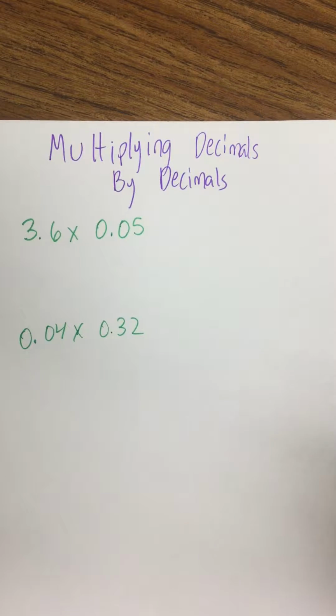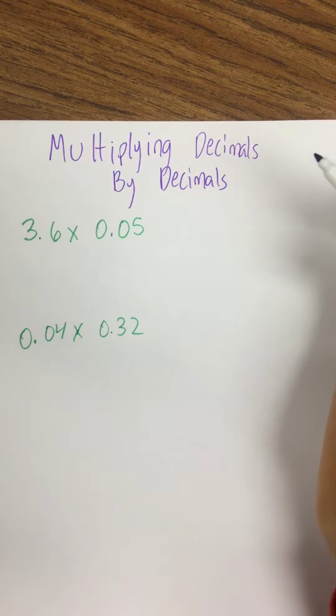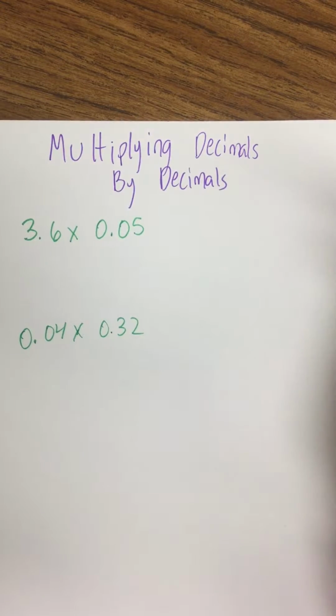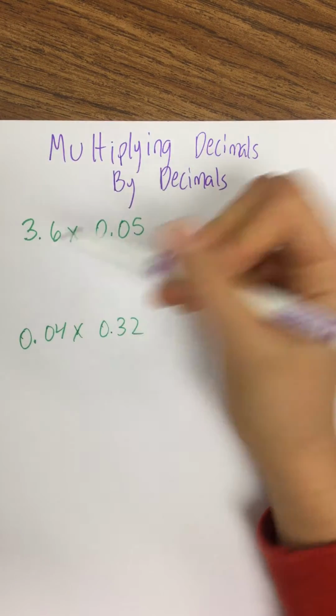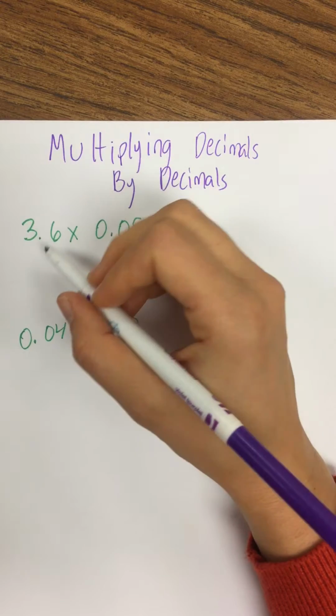This is a video on multiplying decimals by decimals. In the last video, we did multiplying decimals by whole numbers, and there's not really a lot different at all in this. But for some reason, people get more confused by the decimals times decimals.